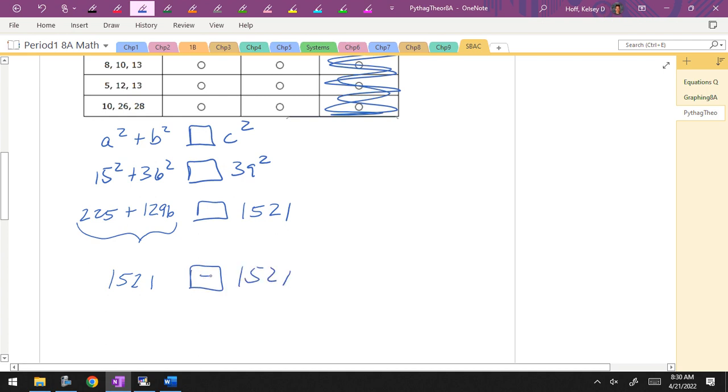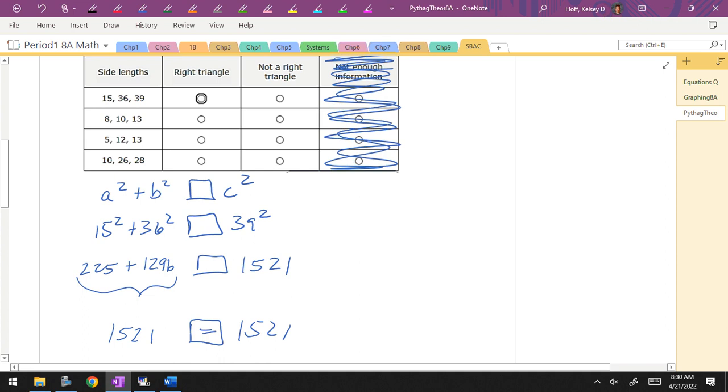So I put an equal sign in here. So what does that mean? Right triangle or not a right triangle? Right triangle. How about you guys do 8, 10, and 13 on your own? 8, 10, and 13. Decide if it's a right triangle or not.